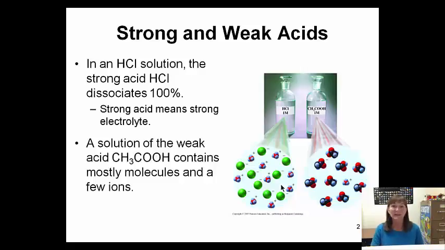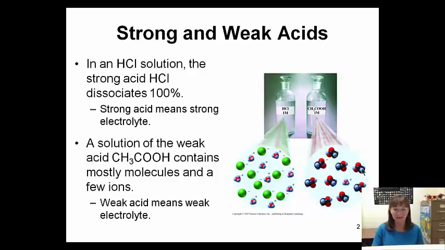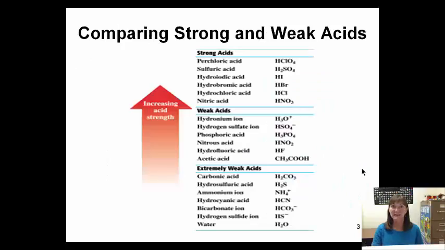A solution of a weak acid of, do you remember the name of this molecule? Remember, I wanted you to memorize that. That's acetic acid. A solution of weak acid of acetic acid contains mostly molecules and a few ions. So here, looking at acetic acid, this particular molecule here, if you don't see a plus sign or a negative sign by it, then it's the molecule acetic acid. Over here, there's a molecule that has a negative sign, so that's the acetate ion. And here's our hydronium. But if you look, most of them are still just the acetic acid molecule. That is a weak acid. Weak acids mean it's a weak electrolyte.